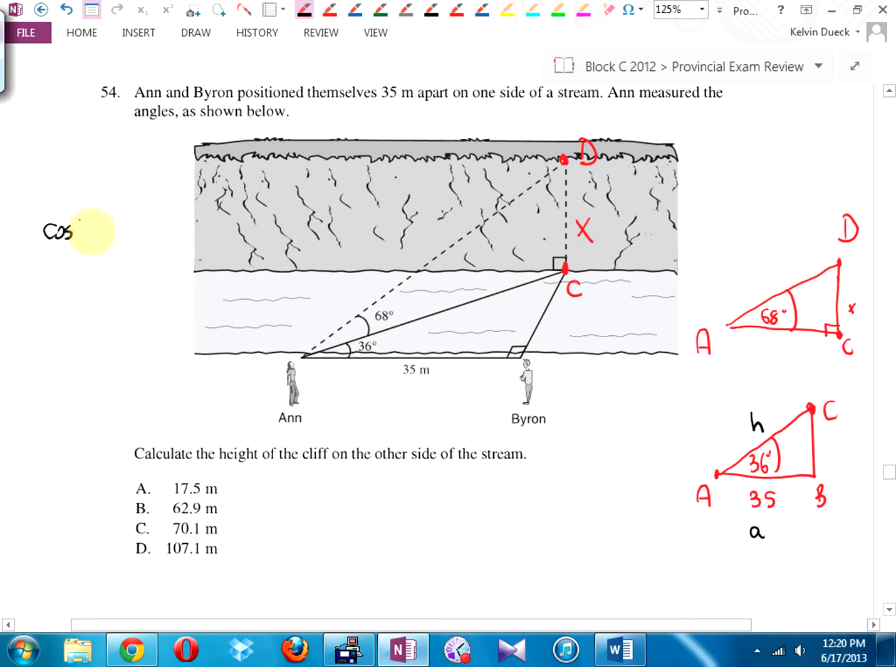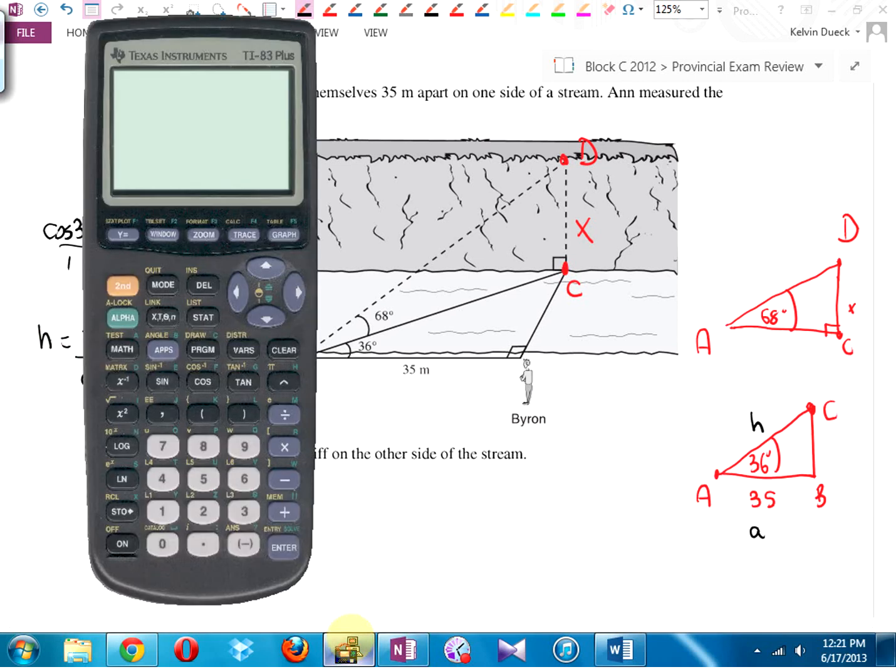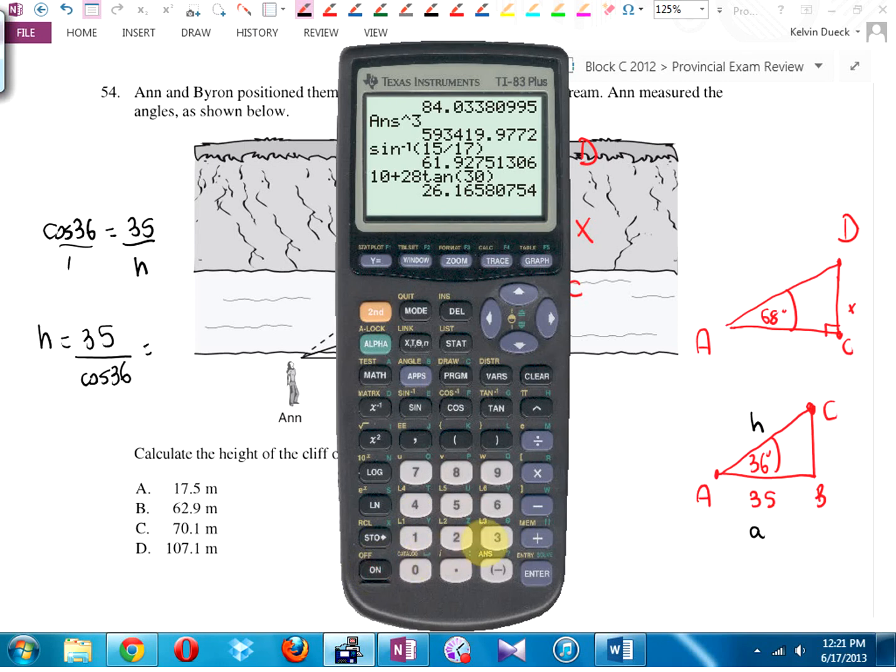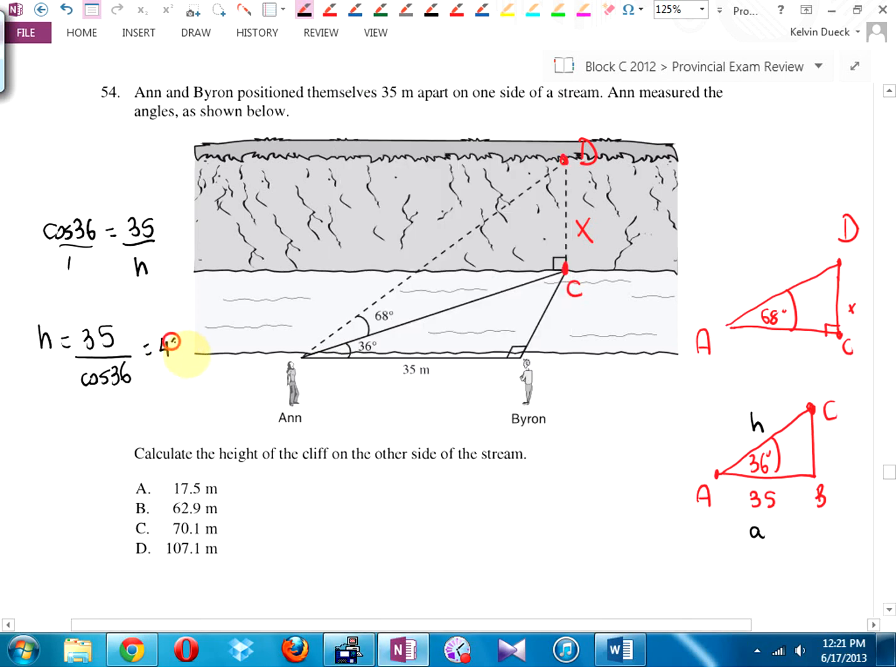Cos of 36 equals adjacent over hypotenuse. We're dividing by the hypotenuse. You can cross multiply. I think these were the ones when you were dividing where you ended up with dividing. 35 divided by cos 36. You get 43.26. So I'll label that up here, 43.26.